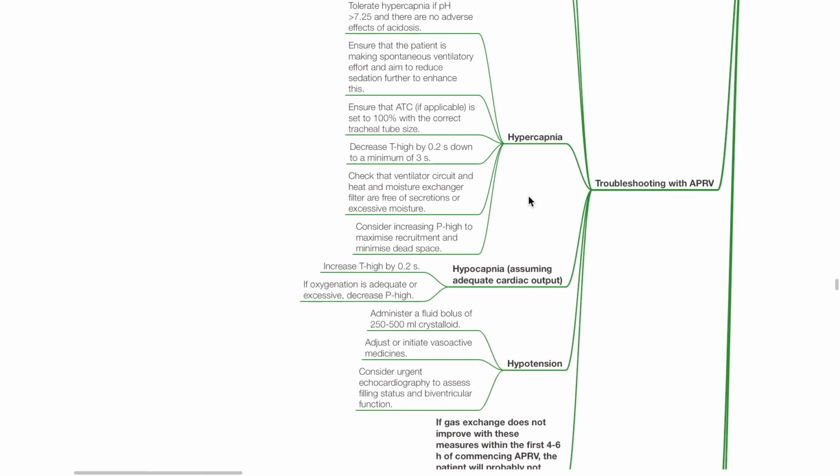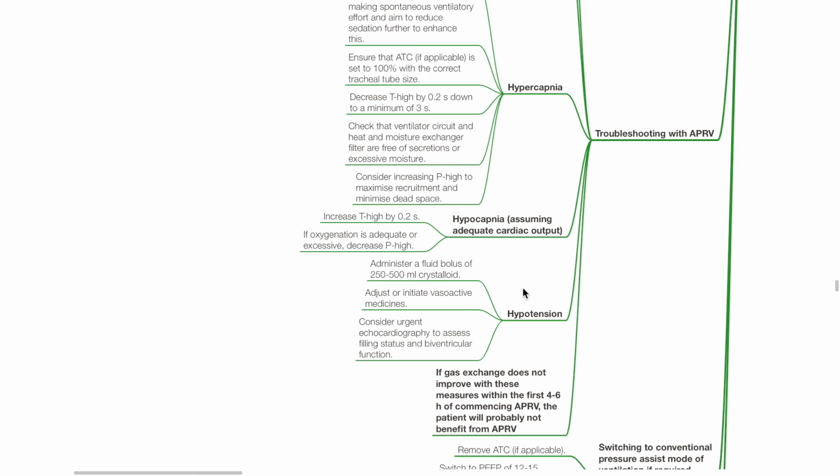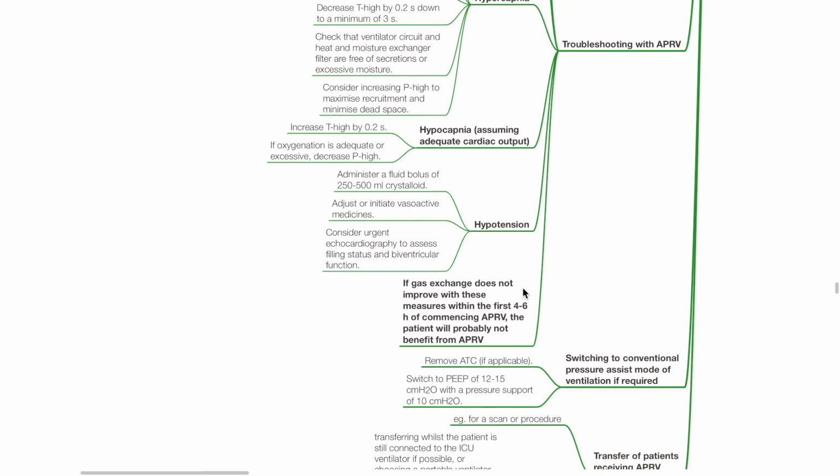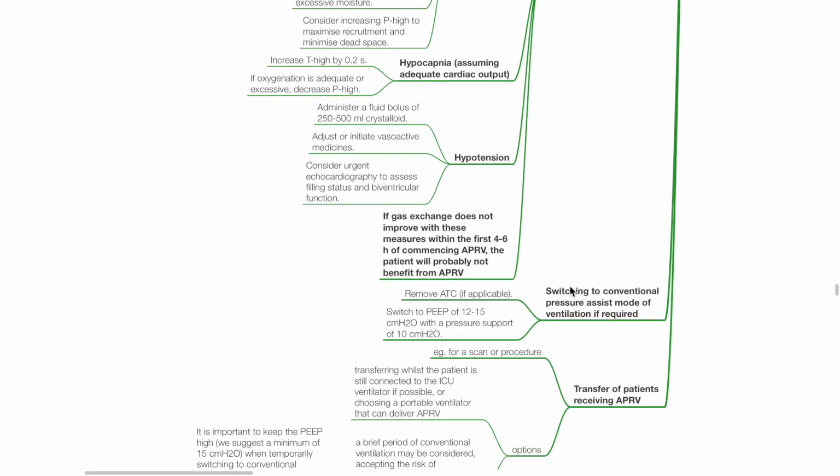Consider increasing P high to maximize recruitment and minimize dead space. If hypocapnia occurs, assuming adequate cardiac output, increase T high by 0.2 seconds. If oxygenation is adequate or excessive, decrease P high. Hypotension: administer a fluid bolus of 250 to 500 ml of crystalloid. Adjust or initiate vasoactive medications. Consider echocardiography to assess filling status and biventricular function. If gas exchange does not improve with these measures within the first 4 to 6 hours of commencing APRV, the patient will probably not benefit from APRV.